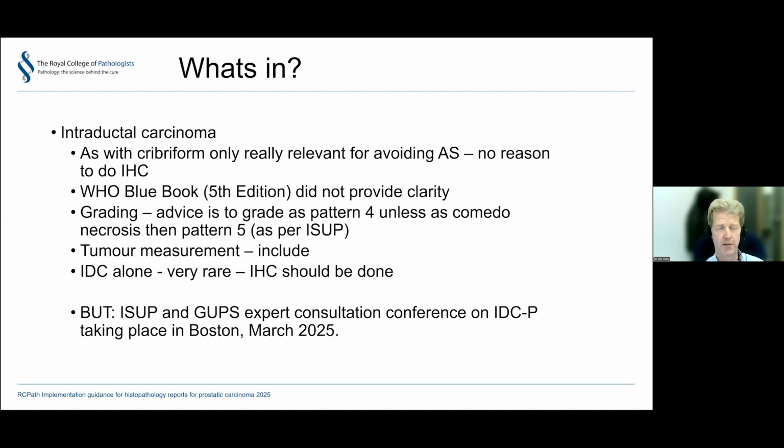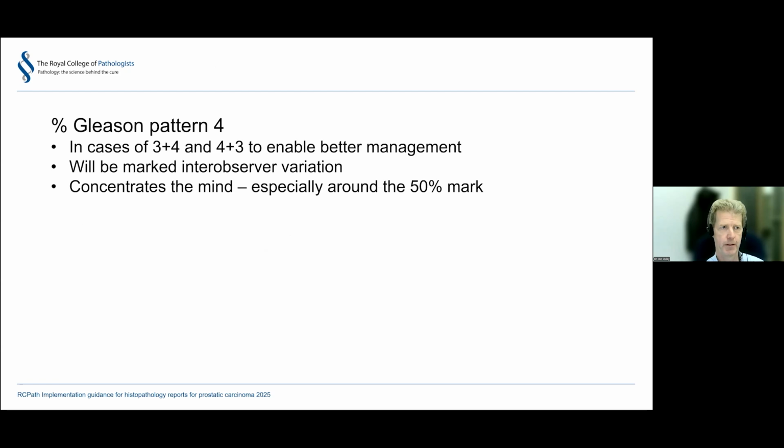But in the cases of IDC alone, which is incredibly rare, then you need to do immuno, but immuno is not required to differentiate between intraductal and cribriform in a standard setting. I mean, you're going to see a lot of IDC and a lot of cribriform growth patterns in high-grade cancer tumours, where it is of no use really. What you're trying to do is stop people from getting active surveillance based on this.